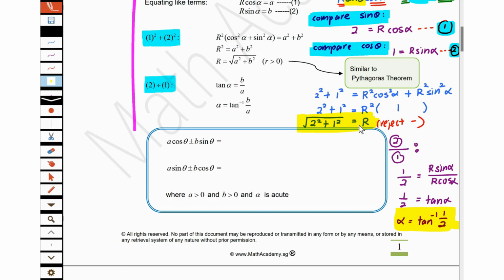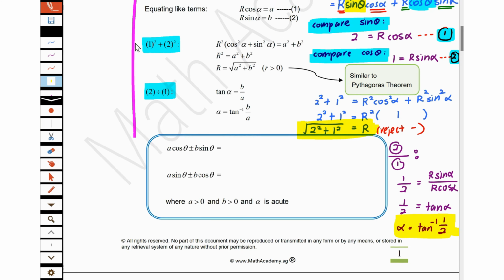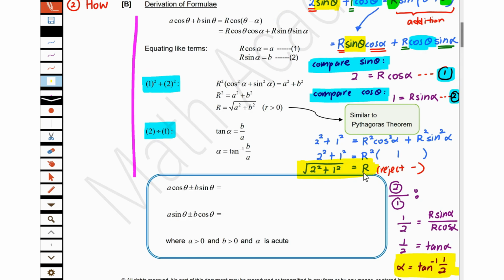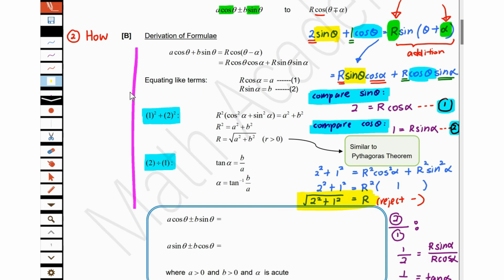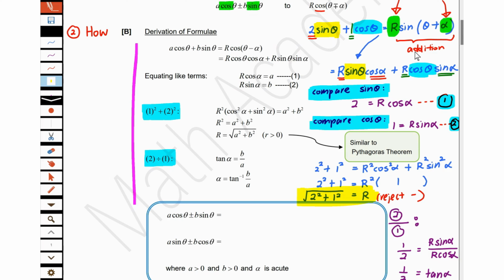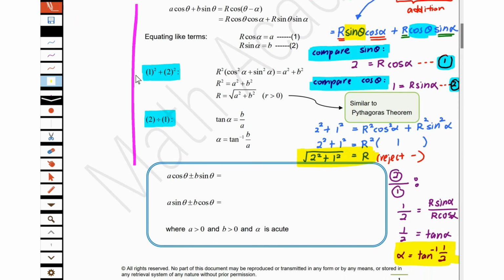Once you have these two done, you may then take the two values and put them back into the format that you have created. So your final answer will always be r, whereby you have the value of r already, sine will always be there, theta will always be there, then plus alpha. Alpha will always be the calculated value. Now, this is the long way to derive the format. I'm going to do the shortcut.